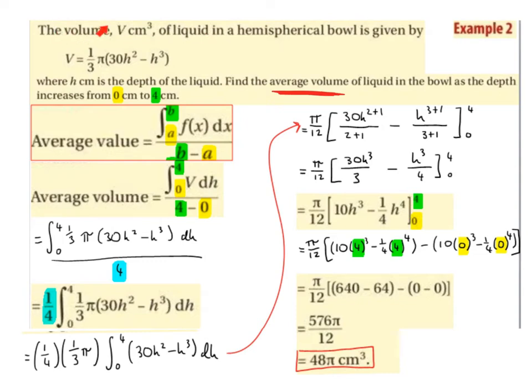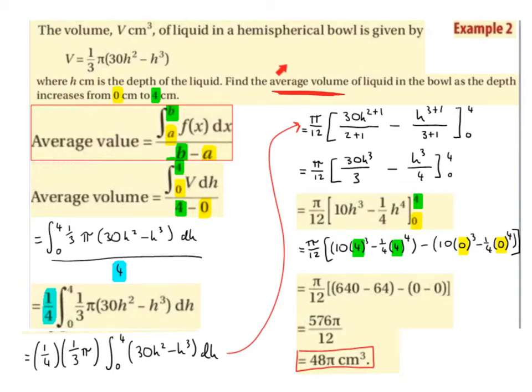The volume, V centimeters cubed, of a liquid in a hemispherical bowl is given by V equals a third pi times 30h squared minus h cubed, where h centimeters is the depth of the liquid. Find the average volume of liquid in the bowl as the depth increases from 0 centimeters to 4 centimeters.